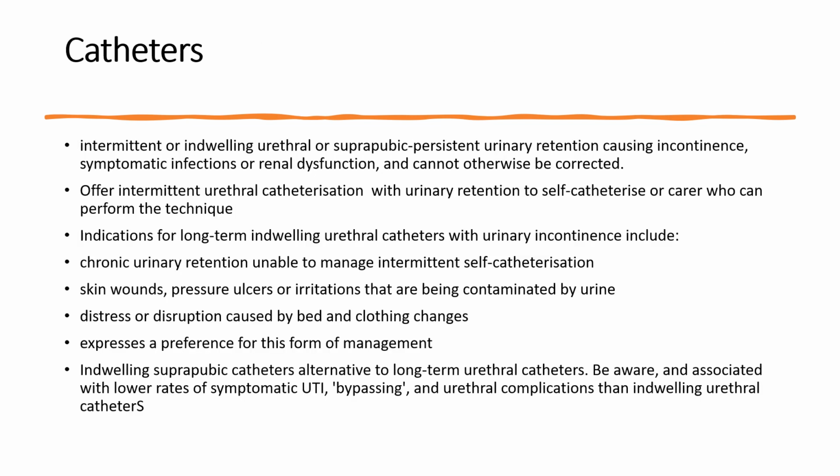So catheters, intermittent or indwelling urethral or suprapubic catheters, can be used for persistent urinary retention causing incontinence, symptomatic infections or renal dysfunction, and that cannot otherwise be corrected. Offer intermittent urethral catheterization to people with urinary retention to self-catheterize, or if there's a carer who can perform the technique.